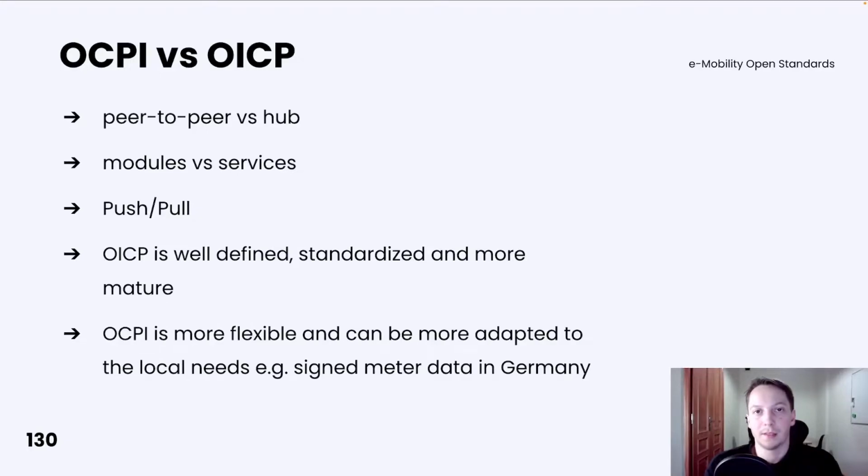The OICP protocol is definitely well-defined, standardized, and more mature. It's clear that Hubject does not allow you to do everything, but every exposed operation is easy to understand, easy to implement, and covers most of the needs. The only drawback is that introducing any kind of change to the protocol is hard and takes more time. OCPI, on the other hand, is more flexible due to its structure and the ev-roaming Foundation policy. They've built a community, which can suggest what kind of changes are necessary and what kind of solutions may be good to introduce in the future.